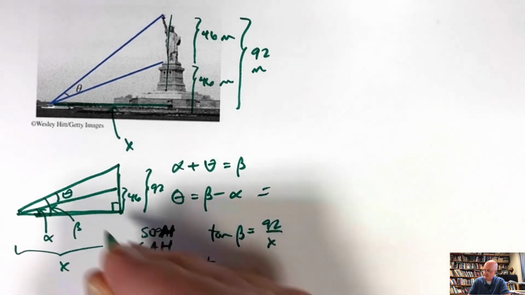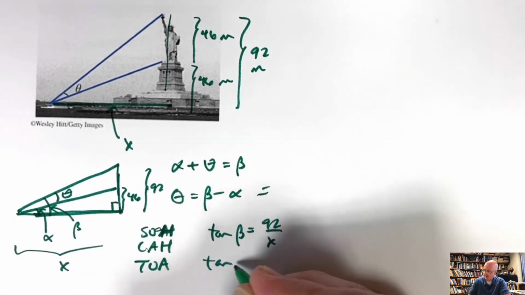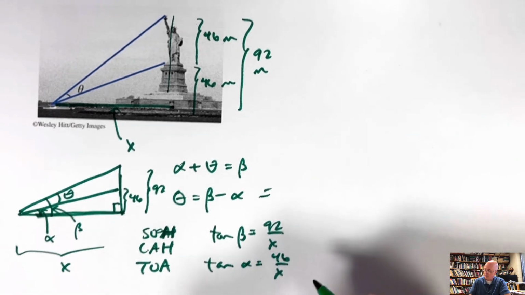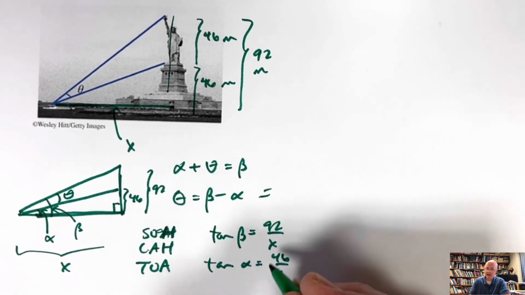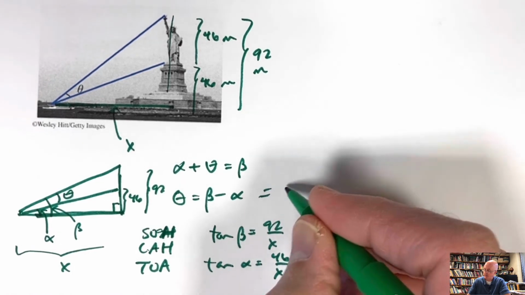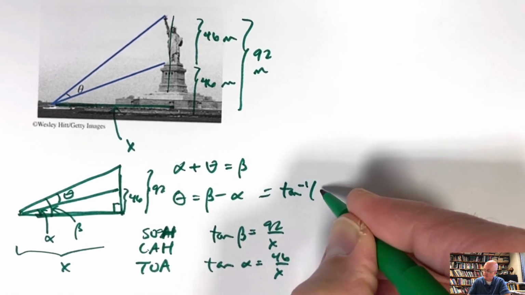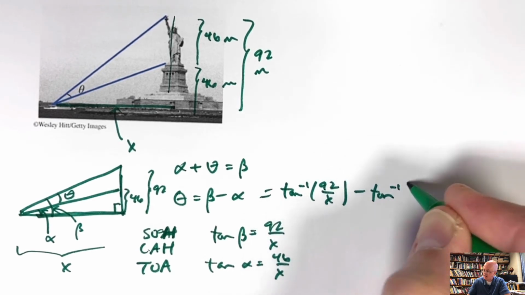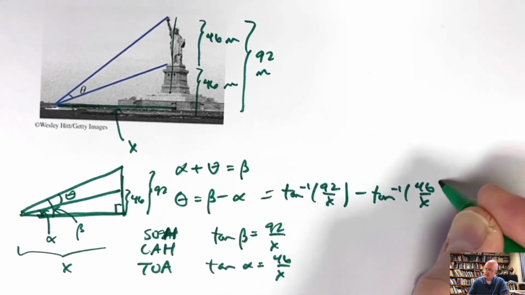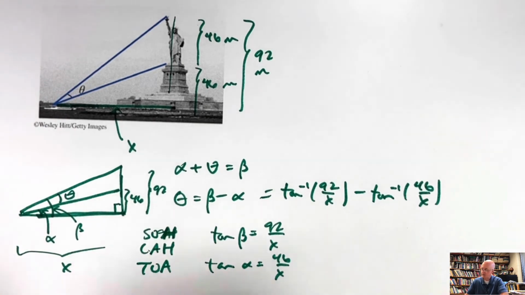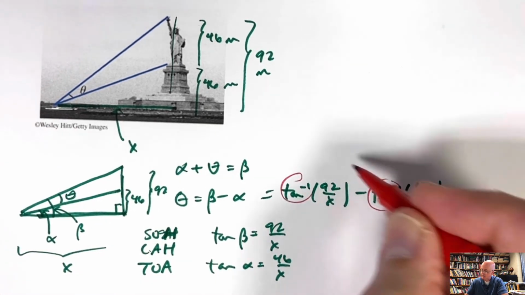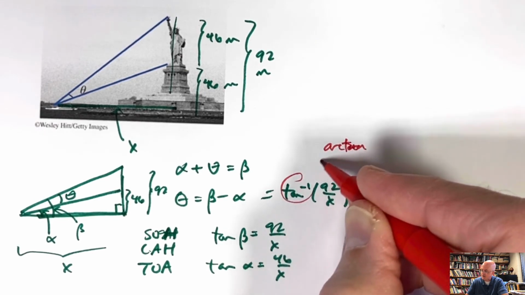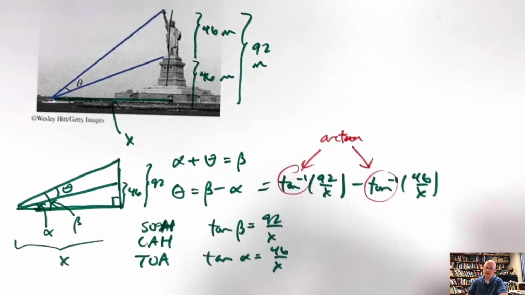For alpha, it's the smaller triangle down here. Tangent of alpha is going to be 46 over x. We want how beta and alpha depend on x. We need to take the inverse tangent of both sides. Beta will be inverse tangent of 92 over x, and alpha will be inverse tangent of 46 over x. You could also use the arctangent notation if you prefer. These are the same as arctan. It's the same function, just different symbols.